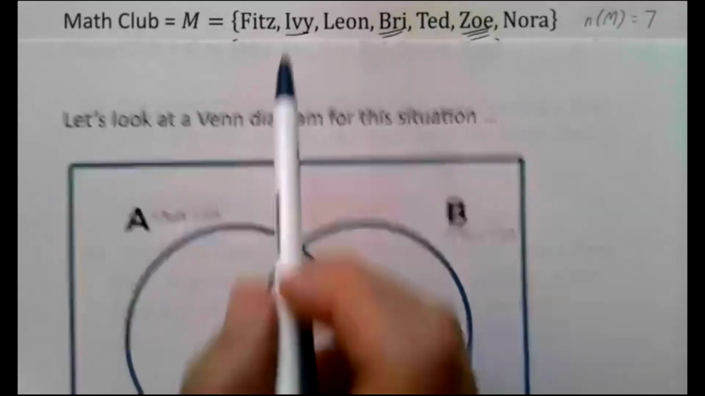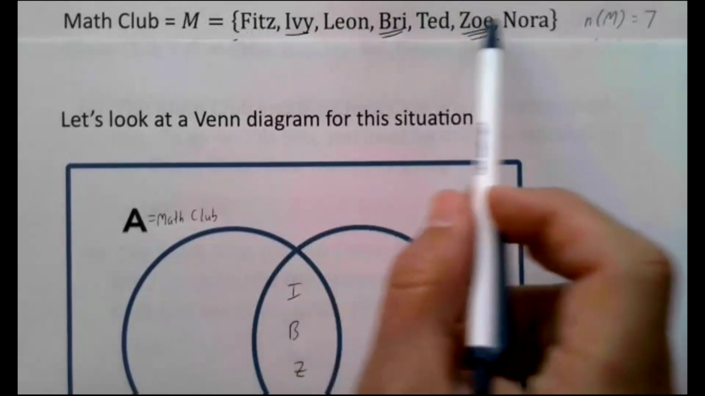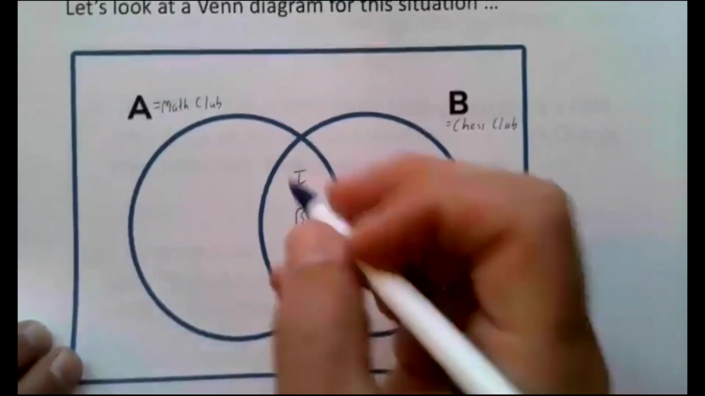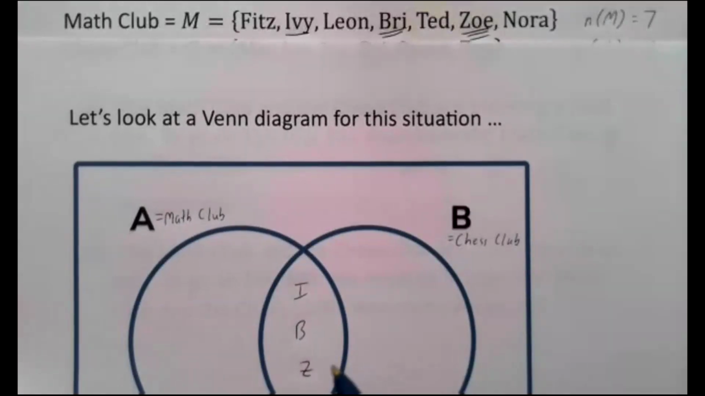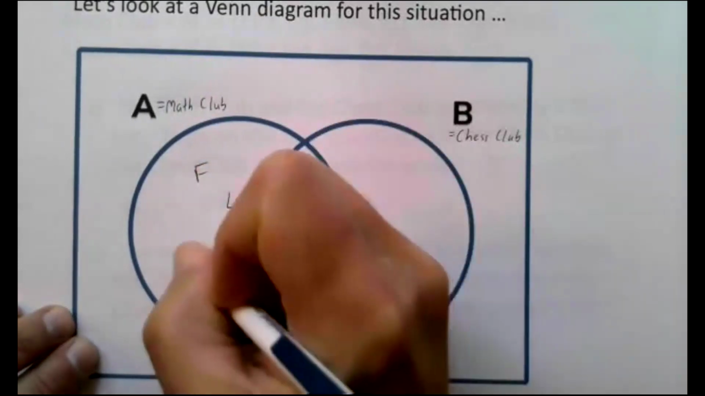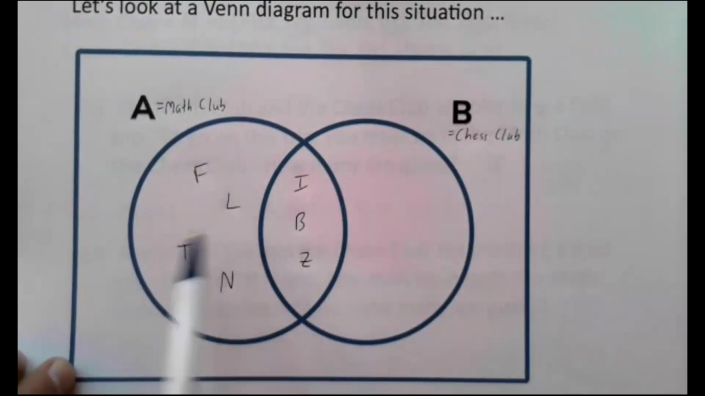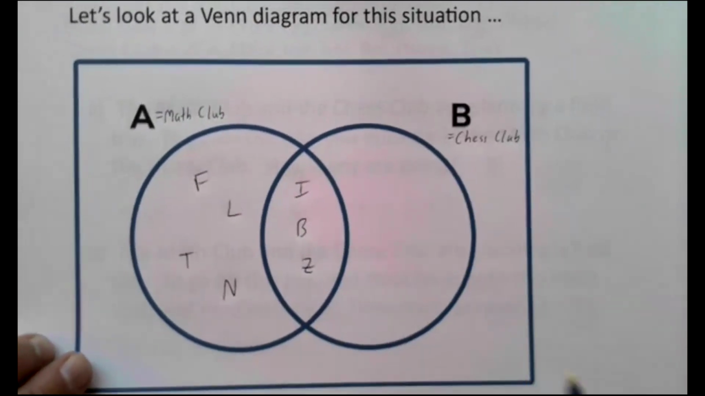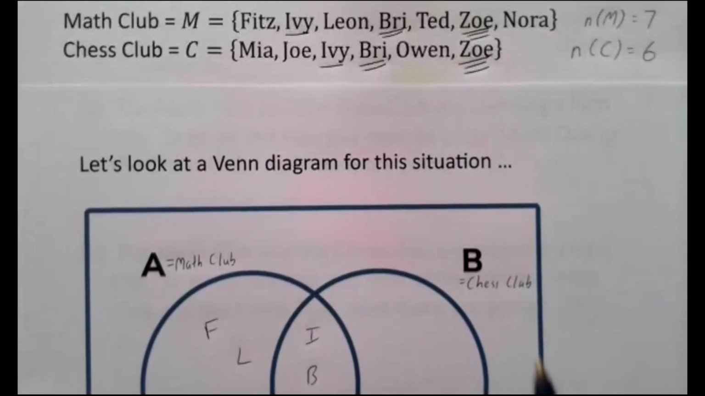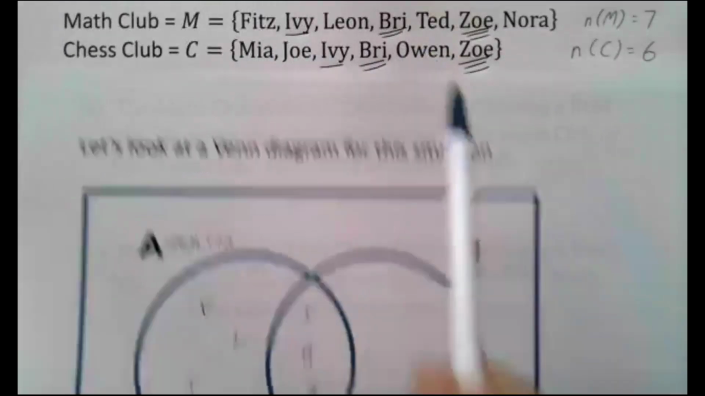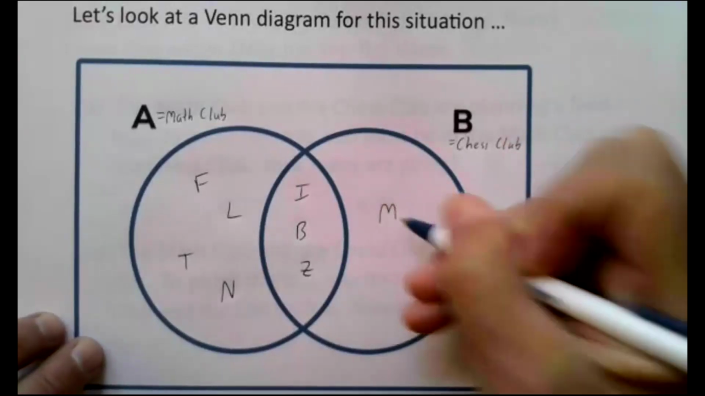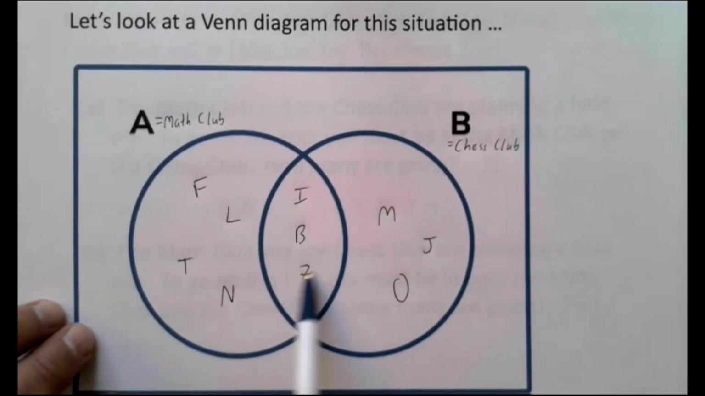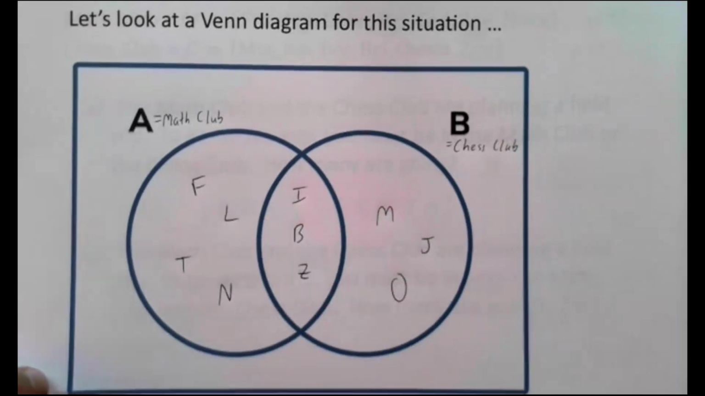What about like Fitz and Leon and Ted and Nora? Those four people are in the math club, but they were not in the chess club. So Fitz, Leon, Ted, and Nora, they need to be over here, right? They need to be in the math club circle, but not in the part where it also overlaps with chess club because they're not in the chess club. And then finally, Mia, Joe, and Owen need to be over in this part, right? Mia, Joe, Owen. They're in the chess club, but they're not in the math club, so we don't want to put them in the part where it overlaps with both.